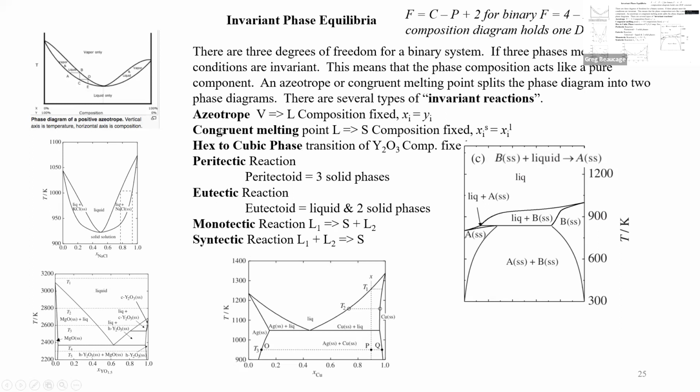So you have azeotrope, congruent melting, then peritectic, eutectic. We know about eutectic. So liquid goes to two solids. Peritectic is like three solids, so you have a solid going to two solids. Monotectic is liquid to another liquid and a solid, and syntectic is two liquids going to a solid. So all those kinds of phase behaviors exist, and you can find them.